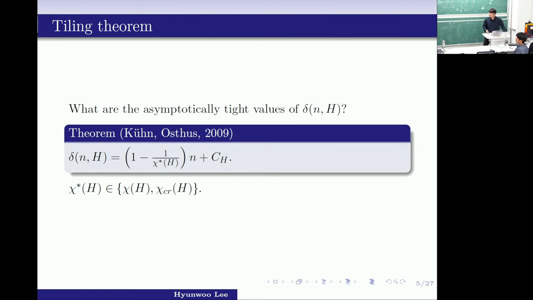Your theorem, you didn't say asymptotically, right? Do you assume that n is large? Yeah, assume that n is sufficiently large, without any parity or divisibility condition. This equality only holds when n is divisible by the order of H. And the additive constant depends only on the graph H.